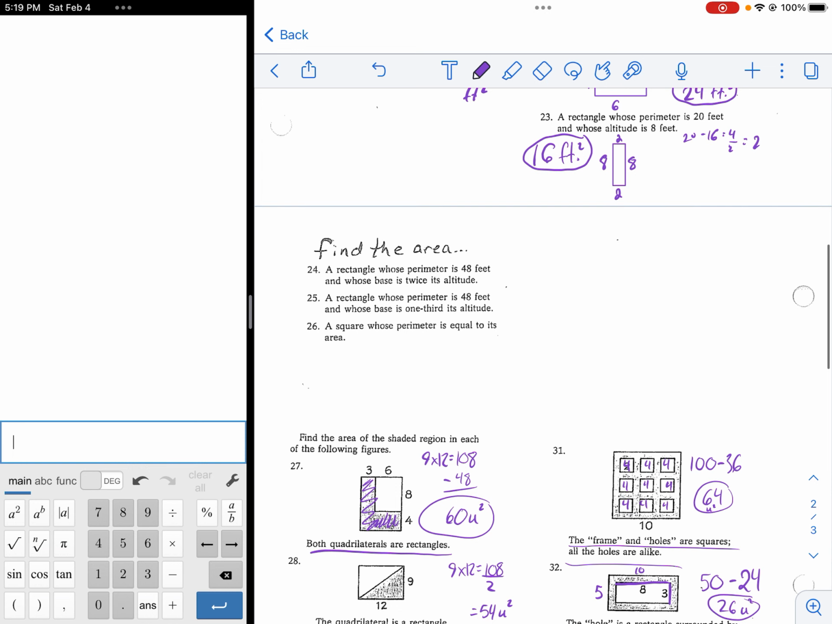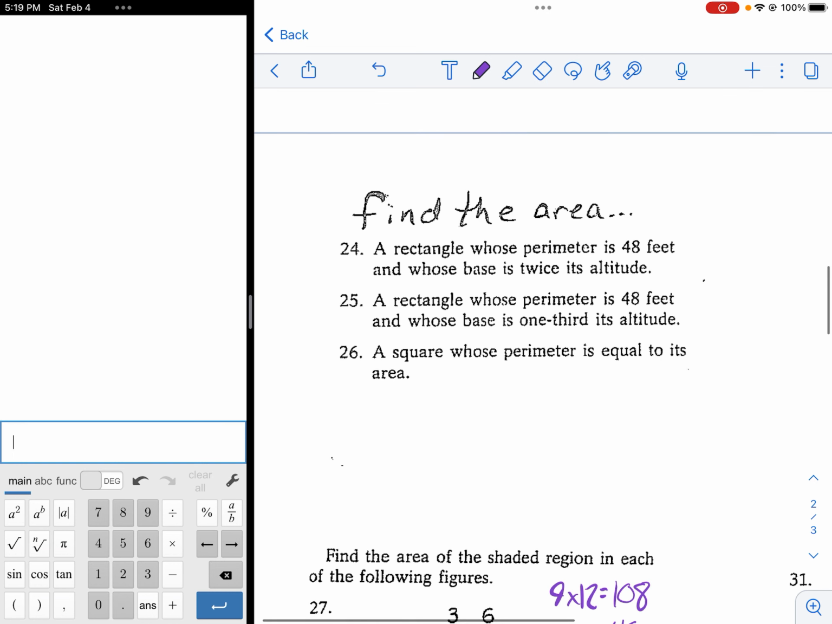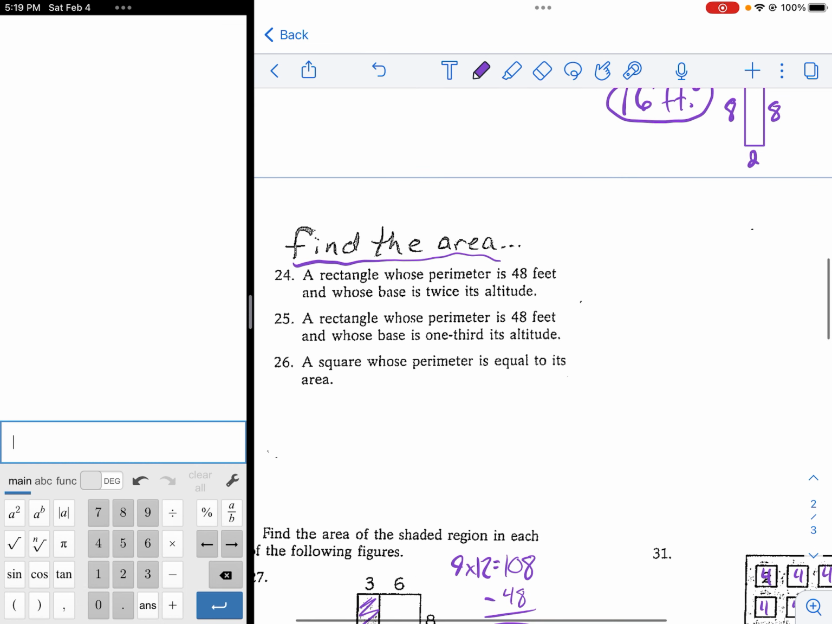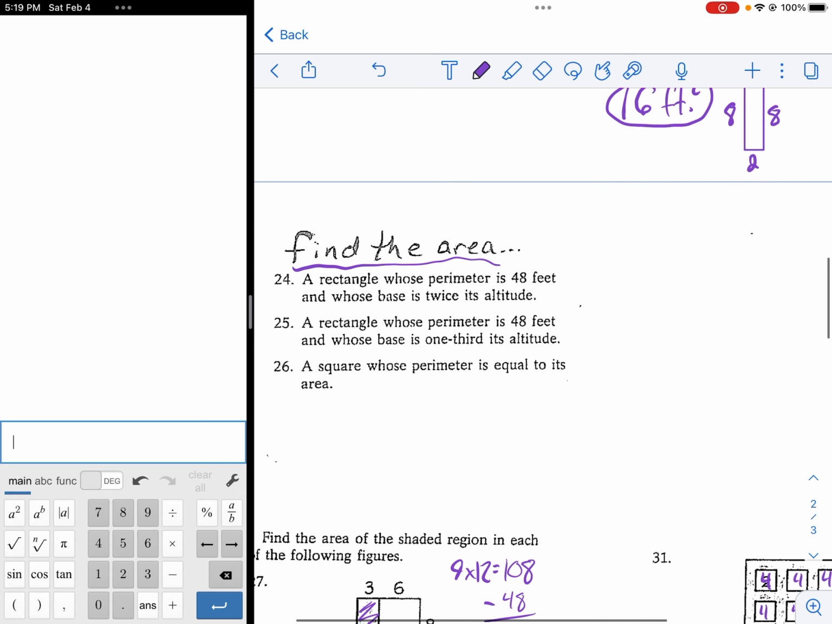All right, last section. Again, find the area for 24 to 26. It asked me for a rectangle whose perimeter is 48 feet and whose base is twice its altitude. So I'm going to draw a rectangle whose base is twice its altitude.